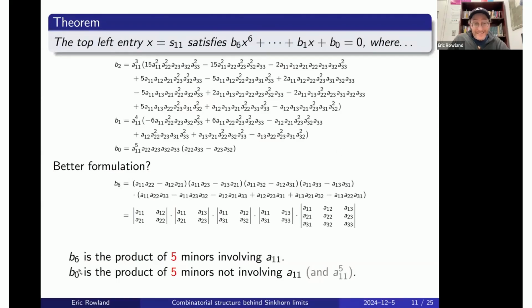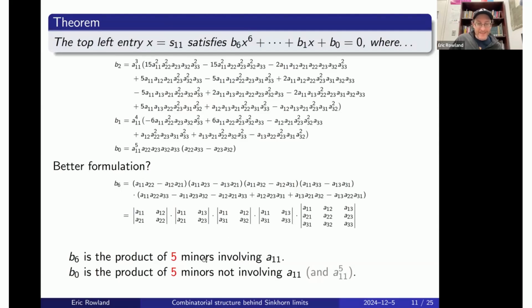So we have B6 and B0, the leading coefficient and the constant coefficient of this big polynomial. They have very nice structure. To understand the rest, we'd somehow like to interpolate between the 2 endpoints, right? Can we somehow get from B0 to B6 to fill in the structure of these other coefficients?